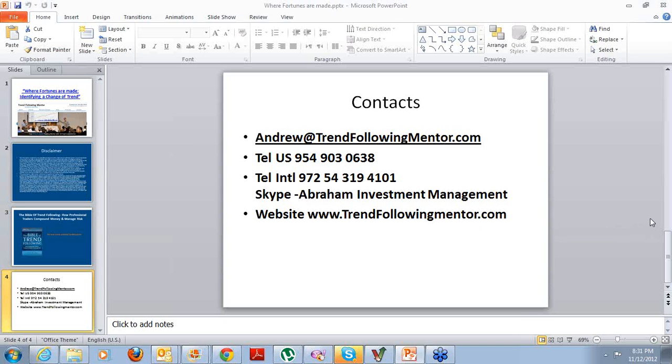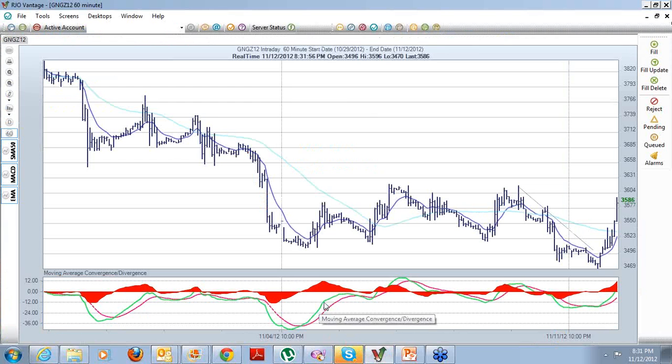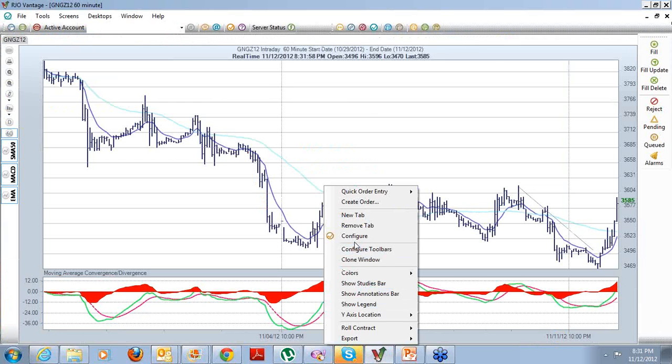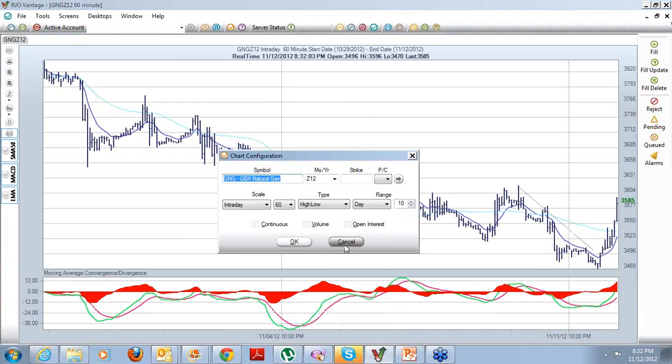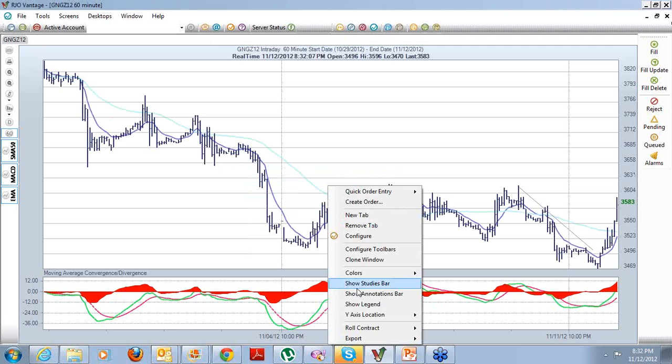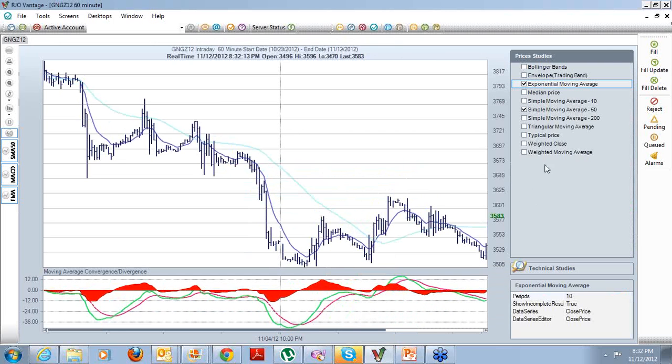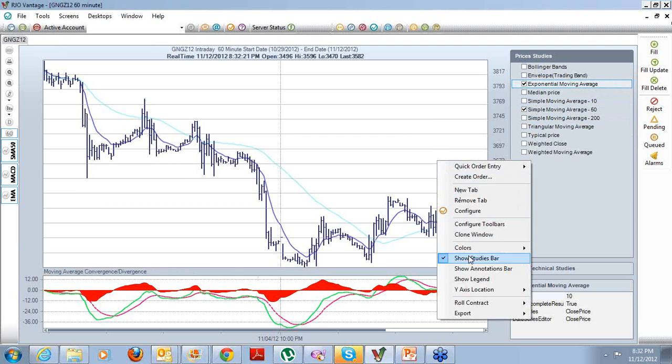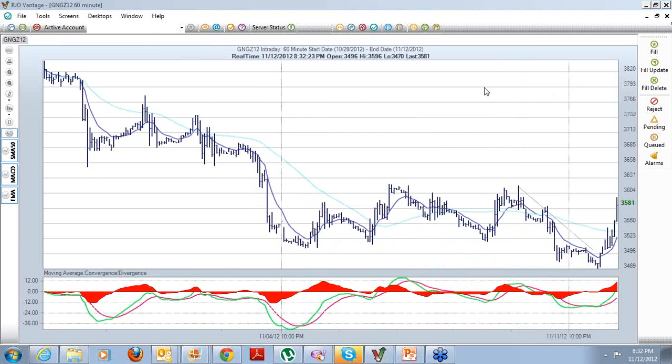What MACD percentages? Michael, it doesn't matter. These are just standard. I don't even know what they are. Let's see. Configure. No, wrong. Cancel. Show studies bar. I'm not sure what they are, and they don't even really matter. They're standard. It really doesn't matter, to be honest with you, as far as the MACD.